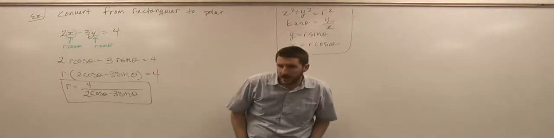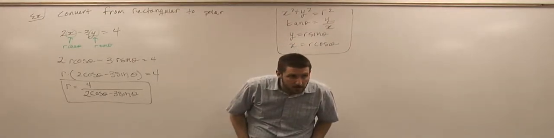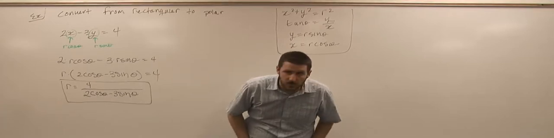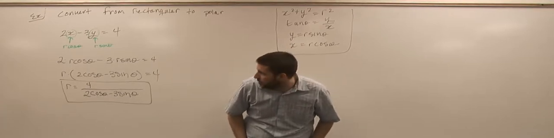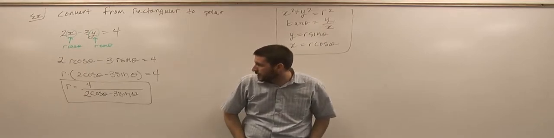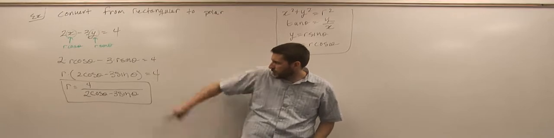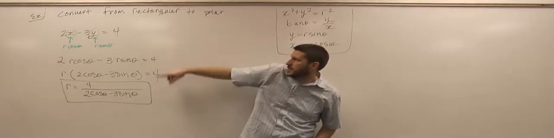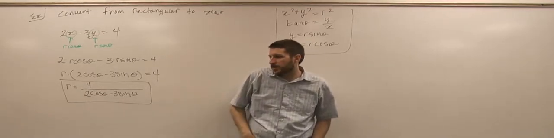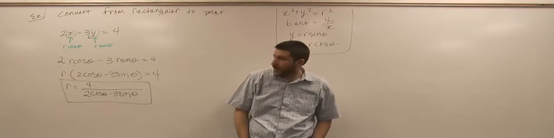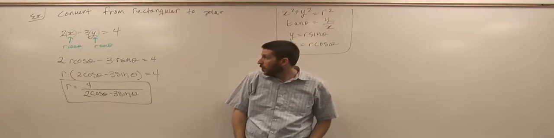First of all, questions on how I got that? No, easy. Make sense? Replace x and y with r cos theta and r sine theta. That's really all we did. Then we solve for r. The more analytical question, which one's more complicated? Which one do you like more? The first one? I like the first one more as well.